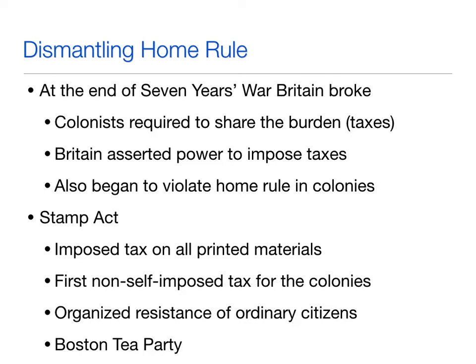And the problem is that this was the first imposed tax on colonies where they didn't have a say in it. This was the first tax that was imposed upon them without their direct input. And this really enraged most of the colonies, and you begin to see people fighting back, and eventually they organize a resistance, and this culminates in the Boston Tea Party.